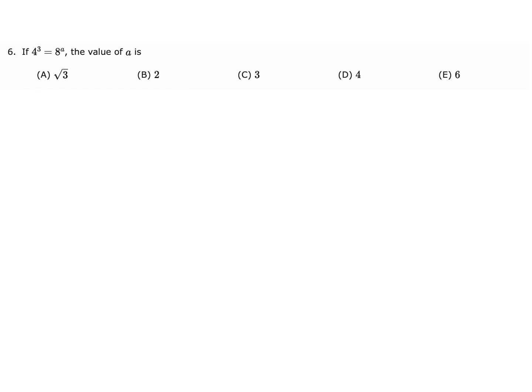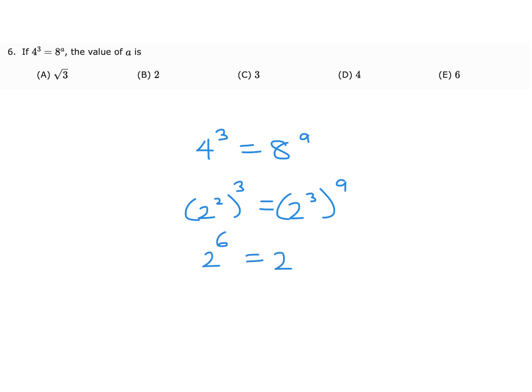4 to the power 3 is equal to 8 to the power of A. What is A? Okay. So let's put everything in base 2. So this would be 2 to the power of 2, to the power of 3, equals 2 to the power of 3, to the power of A. So that looks like 2 times 3 is 6, and that looks like 3A. So that means 6 is equal to 3A, and therefore A is 2. So number 6, the answer is B.